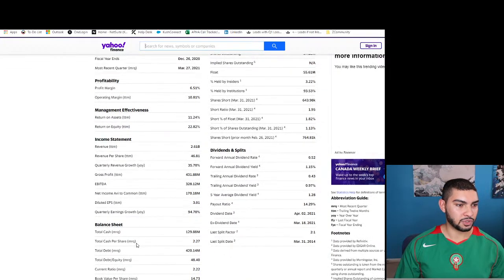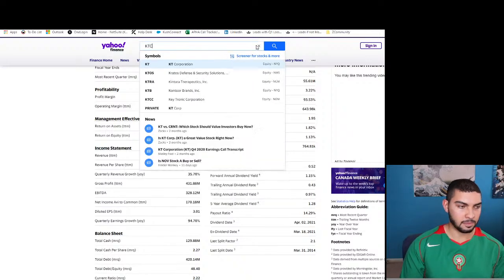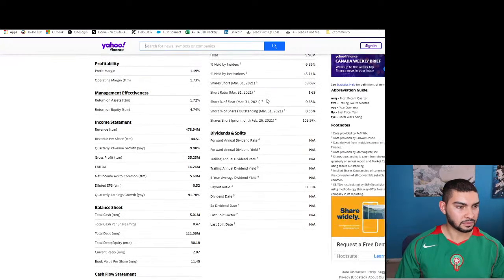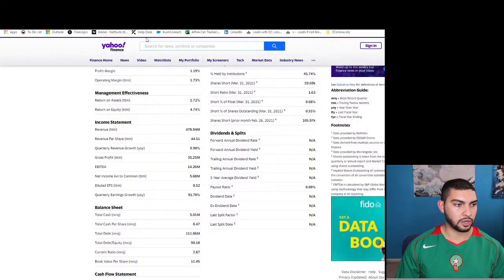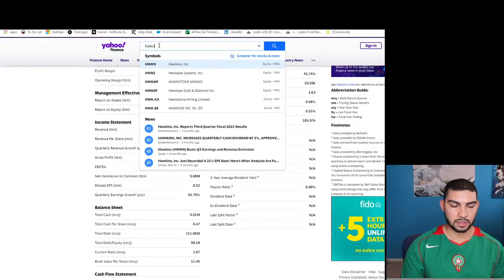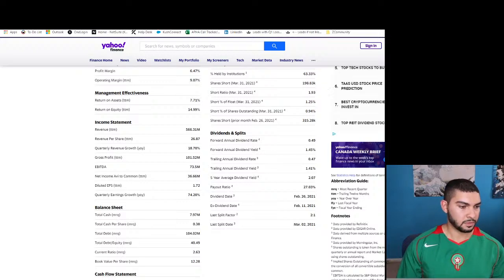MLI current ratio is good, and shares held by institutions, terrible. So yes and no. KTCC. Keytronic is, okay, good on both ends for Keytronics, good stuff. Hawkins, bang. Current ratio is good, and shares held by institutions is bad. So yes and no.